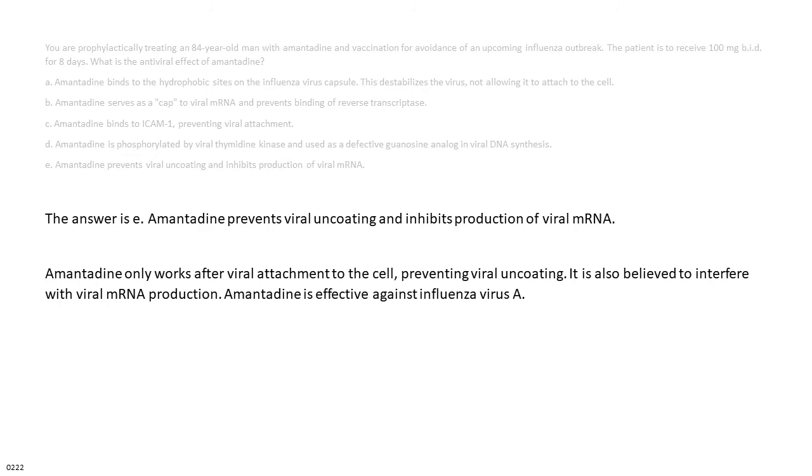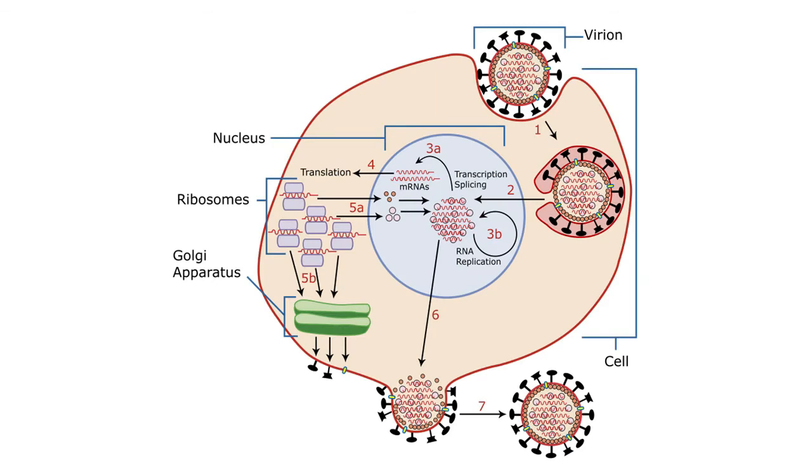The answer is E. Amantadine prevents viral uncoating and inhibits production of viral mRNA. Amantadine only works after viral attachment to the cell, preventing viral uncoating. It is also believed to interfere with viral mRNA production. Amantadine is effective against influenza virus A.